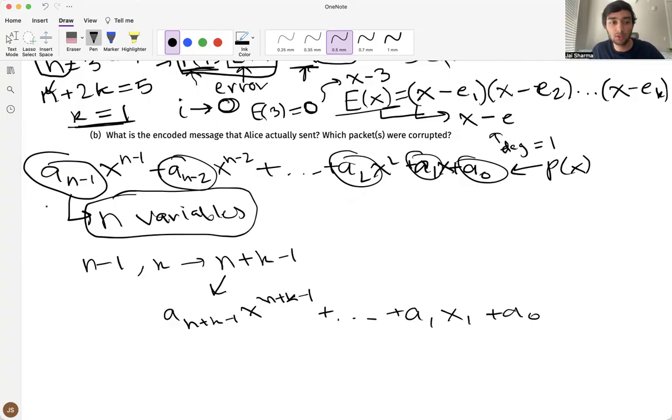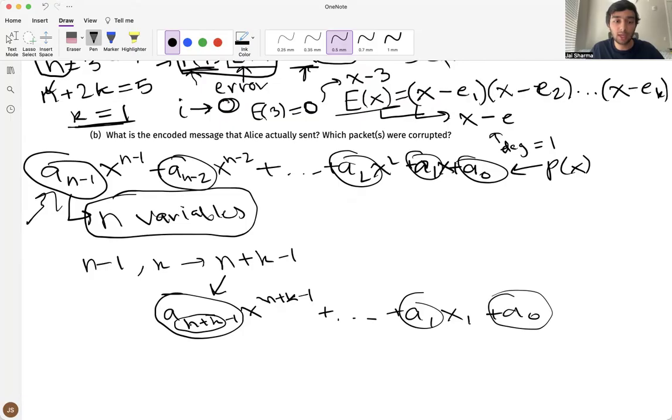Not to be confused with these ones. I should have probably used a different letter than a. Instead of a, I should have used b or something here. But what I'm trying to tell you is that the number of coefficients here is n plus k, not minus 1. It's just n plus k, because you have this a_0 at the end. Just in the same way that this has n coefficients over here, this has n plus k coefficients, not n plus k minus 1. So there's n plus k variables here.